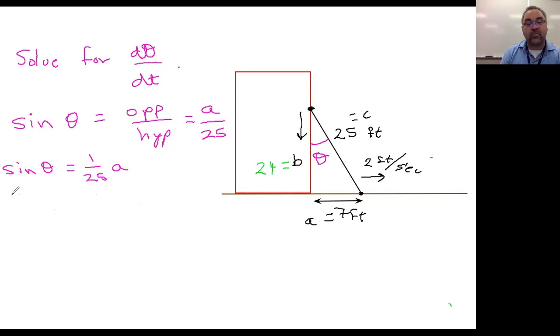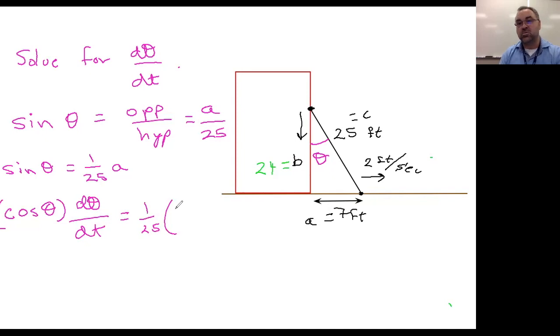Now on the left-hand side, remember, it's theta dt. So theta is implied to be a function of time. So the chain rule is going to kick in. I'm going to get cosine of theta, that's taking the derivative of the outside function, times the derivative of theta, d theta dt, equals 1/25, a constant, times the derivative of A. That's just 1. But then remember, A is also a function of time. So we get dA dt over here.